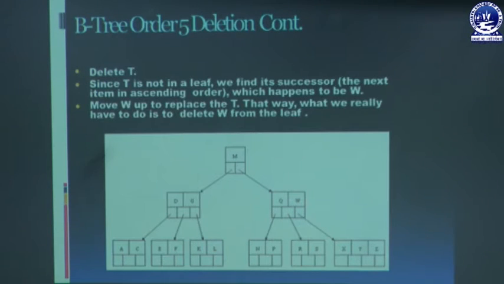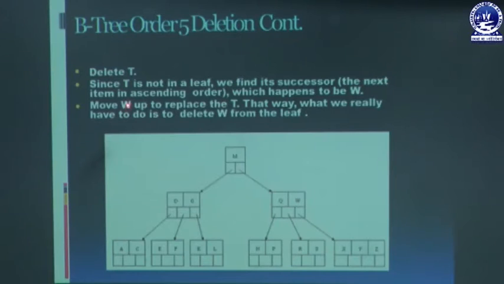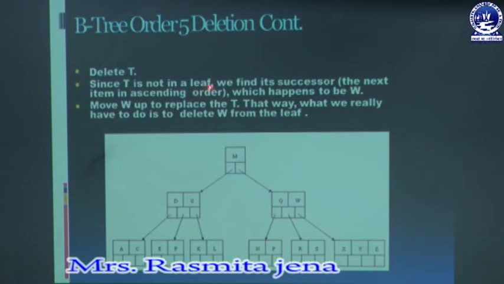Suppose we want to delete the node T. You can see here T is not a leaf node, it is an internal node. That means this node has some child nodes. So unlike H, we can't delete this directly because it is not a leaf node, it is an internal node. So for deleting this, we will perform some operations. Since it is not a leaf node, we must find its successor, the next item in ascending order.